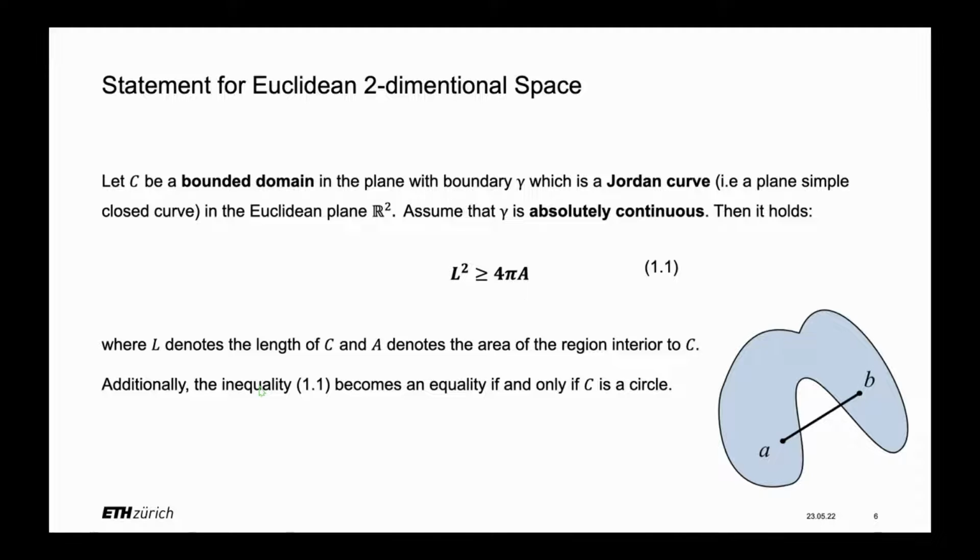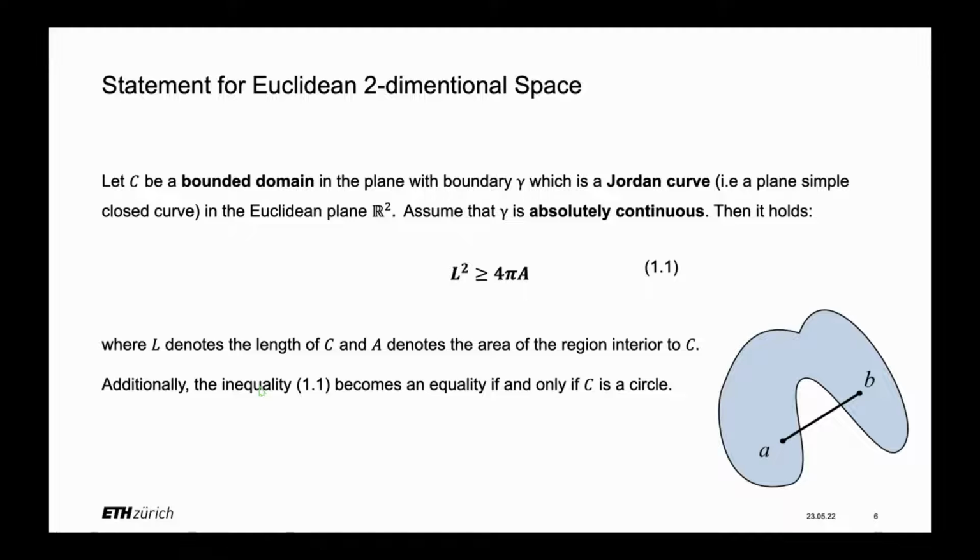says: let C be a bounded domain in the plane with a boundary gamma, which is a Jordan curve, which means nothing else than a simple closed curve, in the Euclidean plane R2, and assume that gamma is absolutely continuous. Then it holds that L squared is bigger or equal to 4 pi times A. And L here denotes the length of the boundary of C, and A the area.